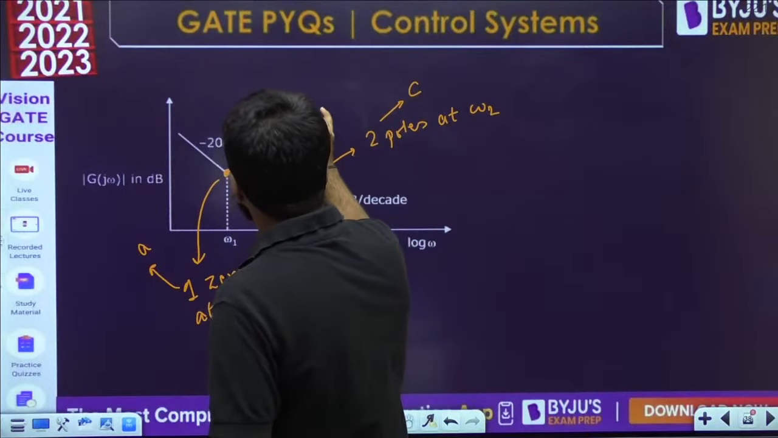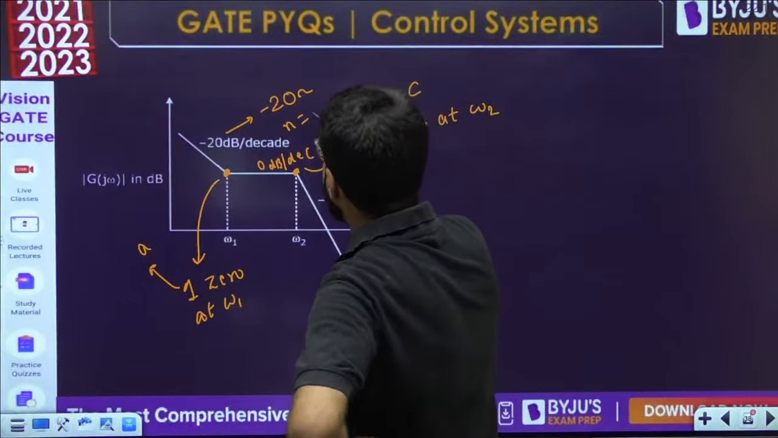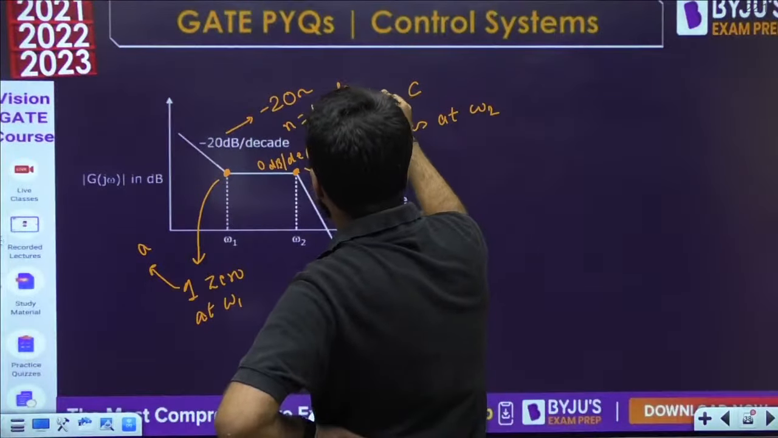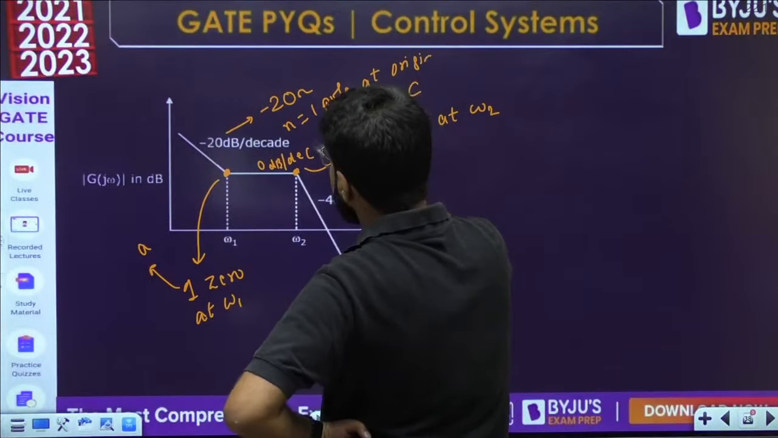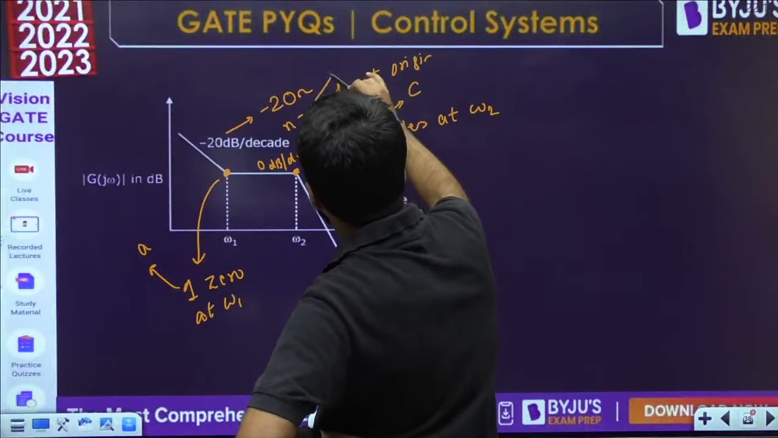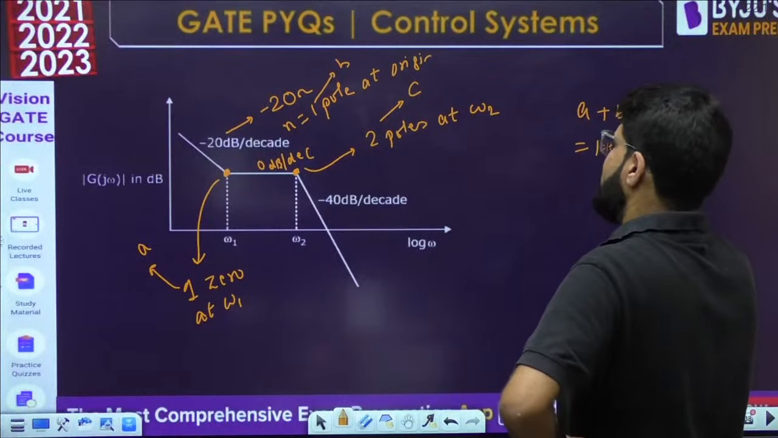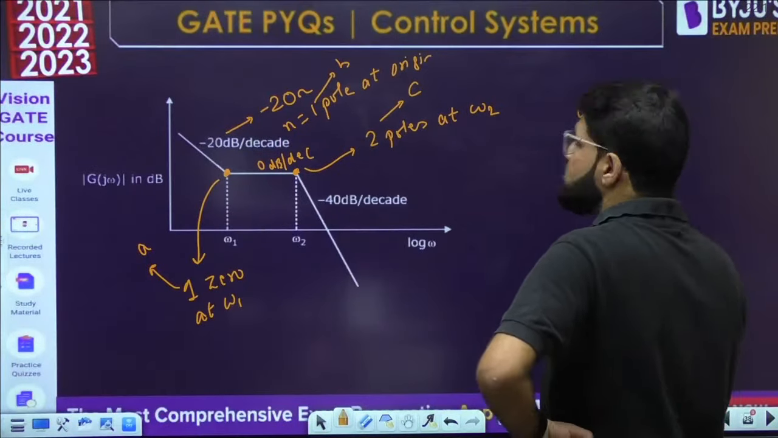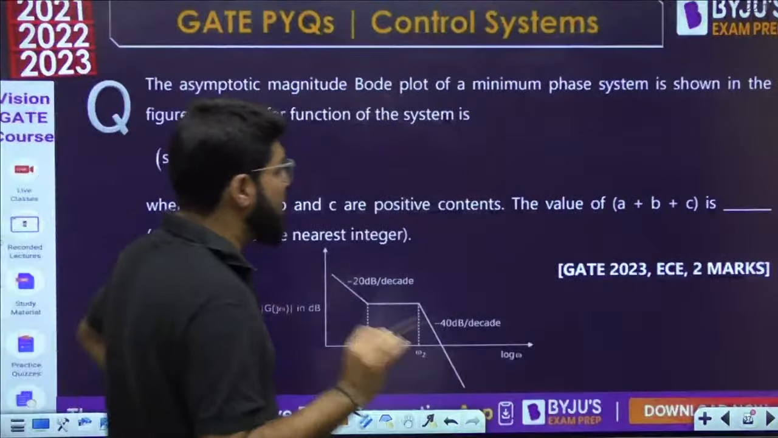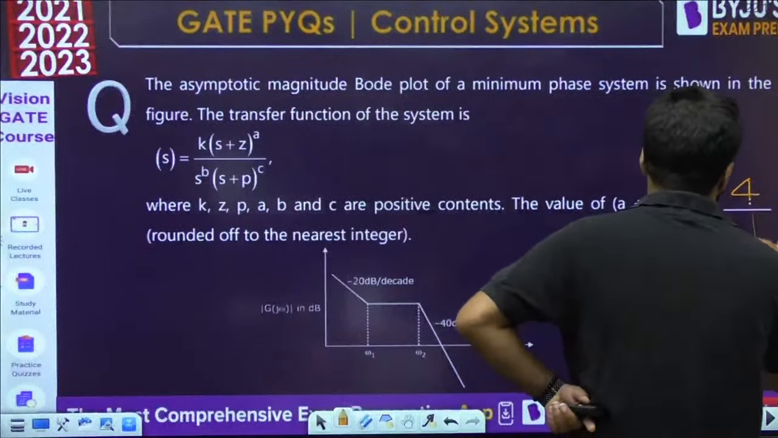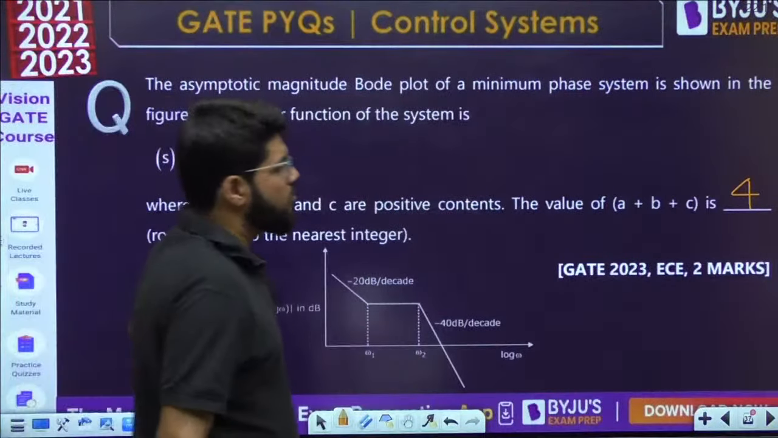Initial slope is minus 20n, so n is equal to 1 pole at origin. And poles at origin are given by the s power b term, so the value of b is 1. A plus b plus c: a is 1, b is 1, c is 2, total answer 4. Very basic analysis of Nyquist plot. Very basic, a very easy question for 2 marks, but somehow they converted it to the numerical answer type.